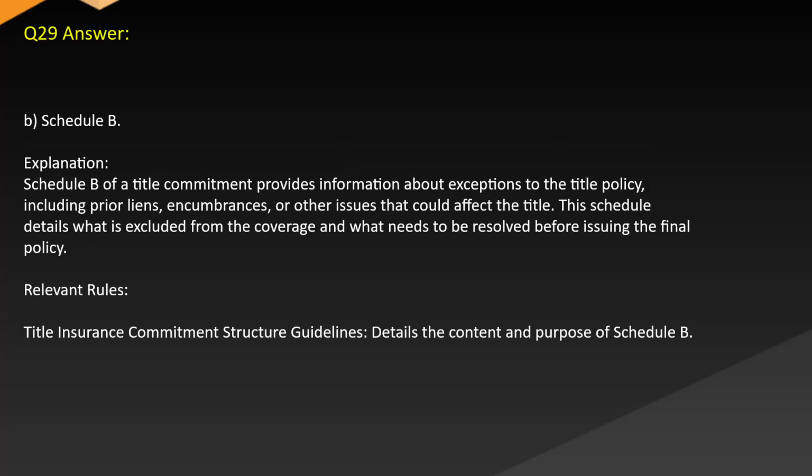Answer: B. Schedule B. Explanation: Schedule B of a title commitment provides information about exceptions to the title policy, including prior liens, encumbrances, or other issues that could affect the title. This schedule details what is excluded from the coverage and what needs to be resolved before issuing the final policy. Relevant rules. Title insurance commitment structure guidelines detail the content and purpose of Schedule B.